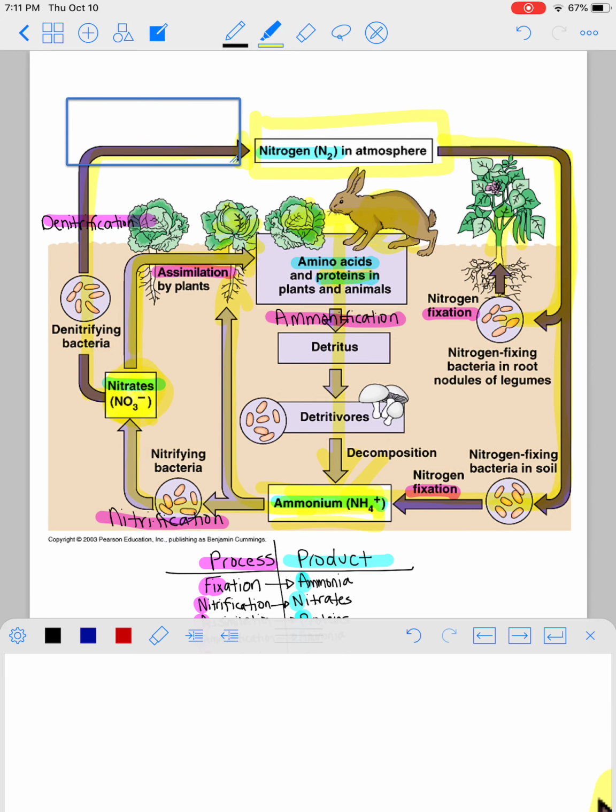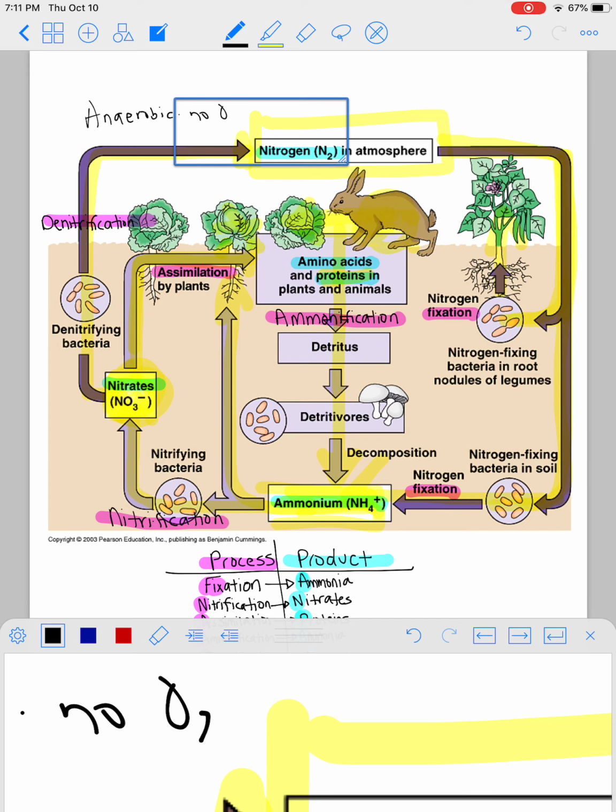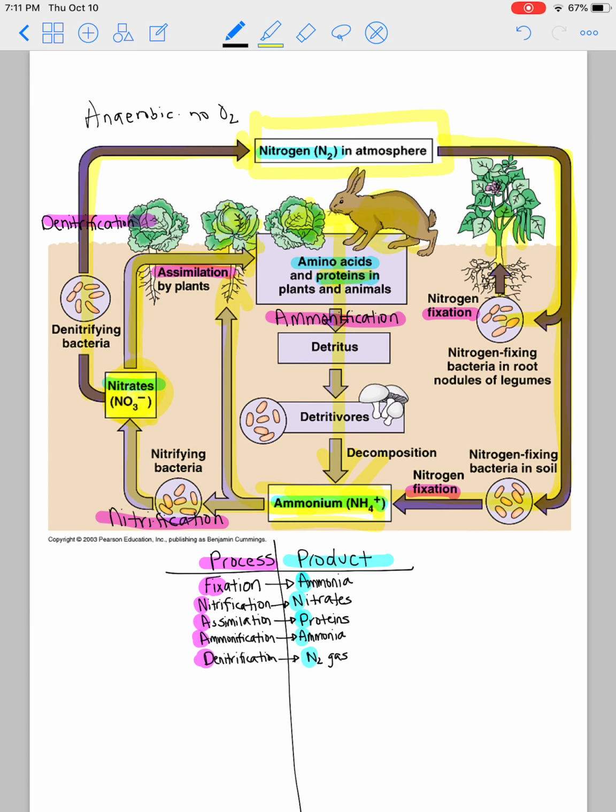And this is the one that we were talking about, is an anaerobic process. So that means it doesn't use oxygen, which is kind of important because it's something that doesn't happen everywhere in the environment. It only happens in oxygen starved places like bogs and swamps, and places that have a bunch of organic material that's decomposing but low oxygen, so that those bacteria can survive. And that resupplies the nitrogen gas up to the top, and that completes your cycle.